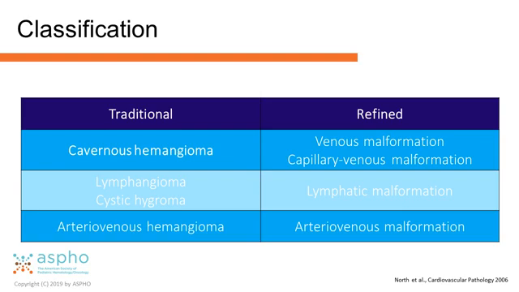With more precise classification, the traditional naming methods of vascular anomalies have also changed. What was traditionally called a cavernous hemangioma is now called a venous malformation or a capillary venous malformation. What was called a lymphangioma or cystic hygroma is now called a lymphatic malformation. And what was called arteriovenous hemangiomas are now arteriovenous malformations.